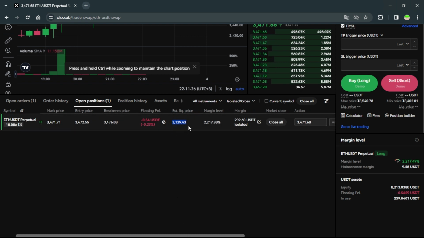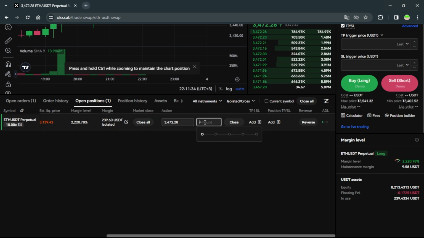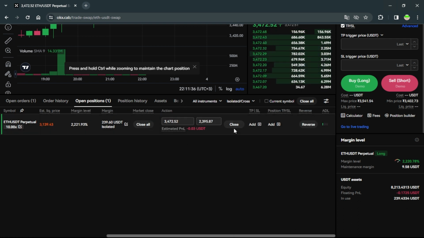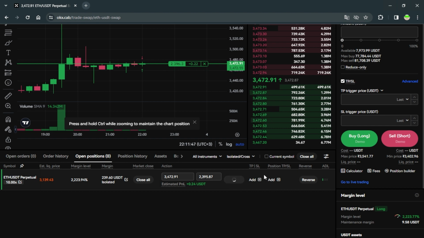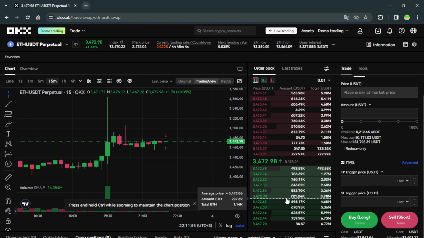The liquidation price is written here. It is $3,139.43. In order to close the deal, we choose the amount, let's say 100%, and click close. We also have an approximate income written here. If we close this deal right now, so far, it is going to be a plus. Let's say, if we close, it automatically closed as a whole. That's all you need to know in order to understand where to click to open.